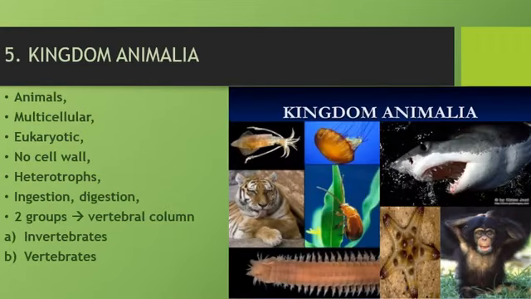Most complex organisms belong to kingdom Animalia. They are multicellular eukaryotic organisms. They do not have a cell wall, and the outermost boundary of the cell is the cell membrane. They are heterotrophic in nutrition. They take in food and digest it within their body. Animals are divided into two groups on the basis of presence and absence of backbone or vertebral column. They are invertebrates and vertebrates.